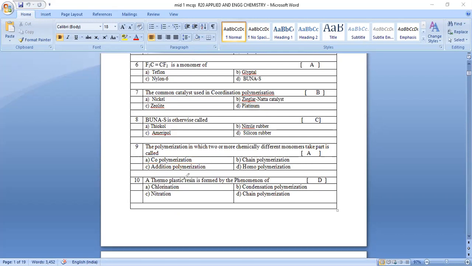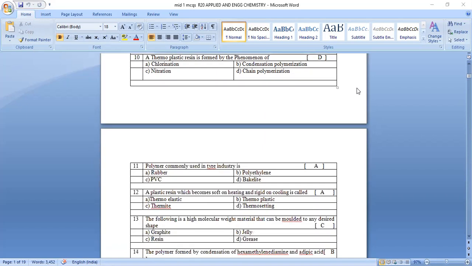Thermoplastics are prepared by the chain polymerization, that is, the addition polymerization.